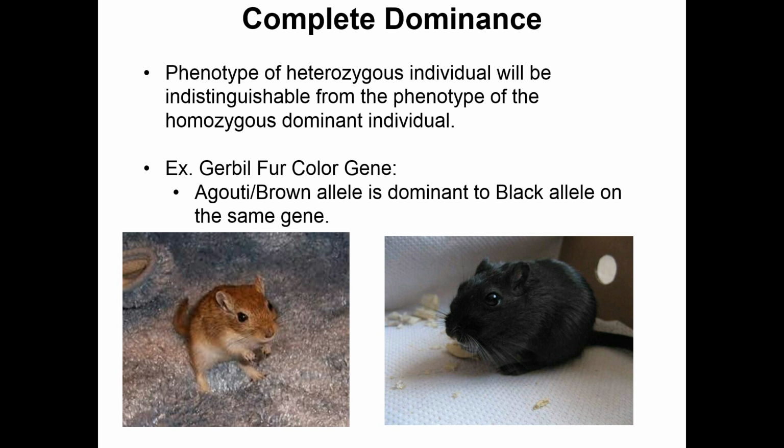So here, we're looking at gerbils. I know, they're cute, they're adorable. Looking at their color gene, we have an agouti or brown allele, which is dominant to the black allele. An individual that is agouti or brown can either be homozygous dominant, or they could be heterozygous. And if they're heterozygous, the dominant agouti allele is expressed, so they have brown fur. This is similar to Mendel and his pea plants.